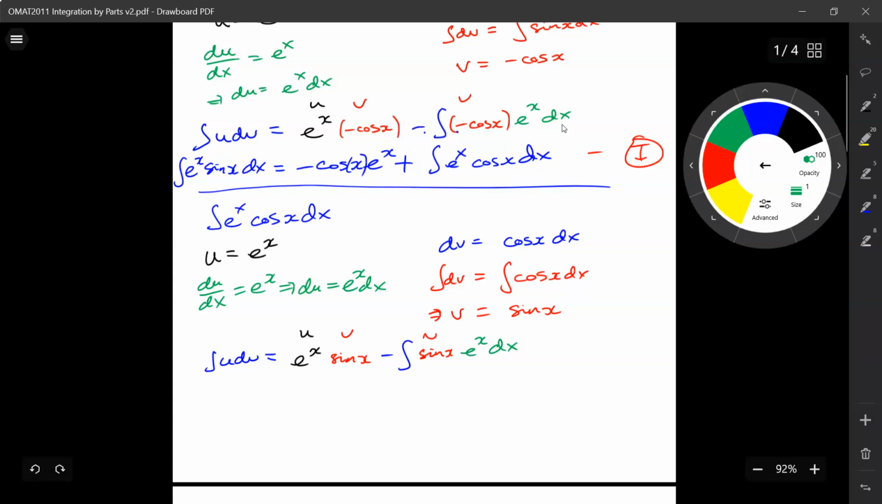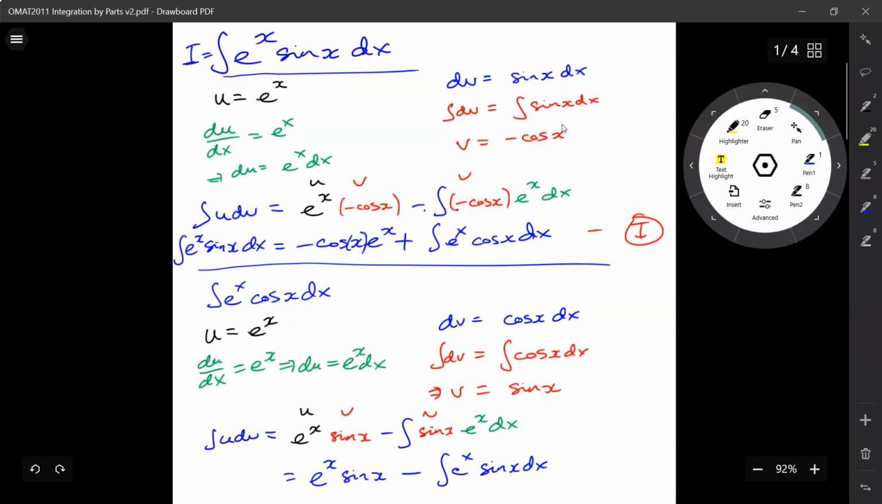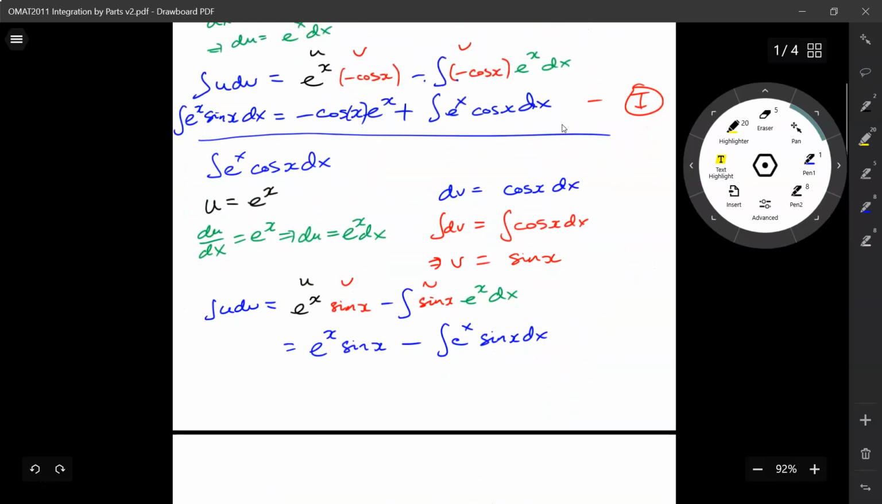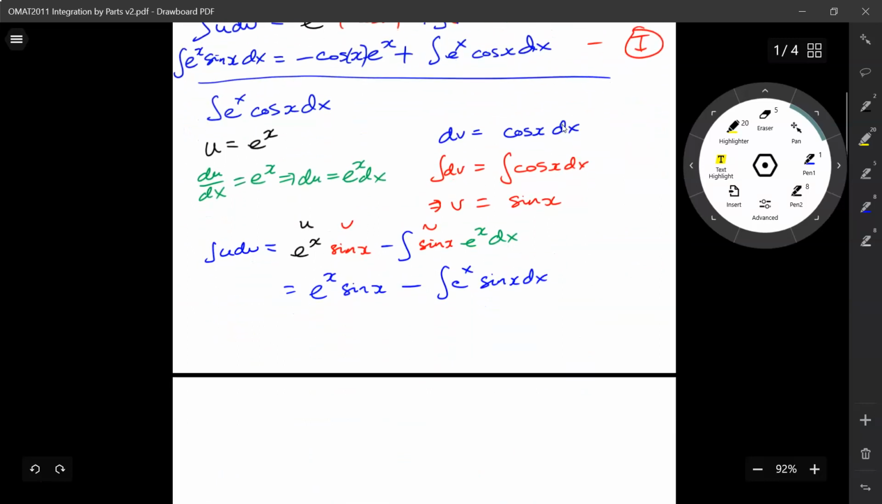Now if I rewrite that here, that is equal to exponential x sine x minus the integral of exponential x sine x dx. If you notice, that is the term that we started with. We were looking for the integral of that. And I said before that wherever you see that, substitute in I, because you're looking for I. So I substitute in I to represent this integral. So this is my second equation.